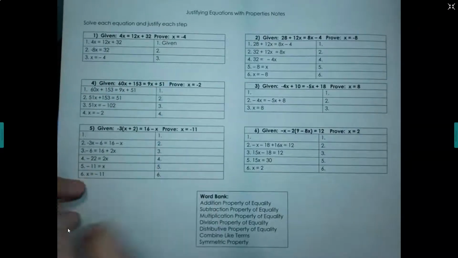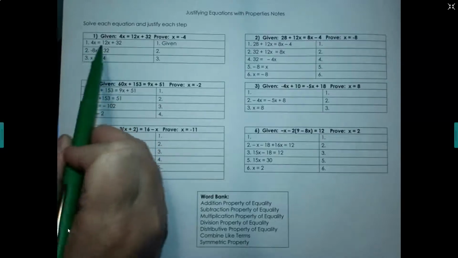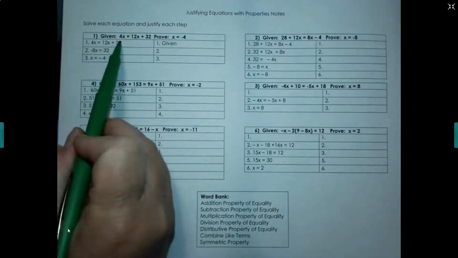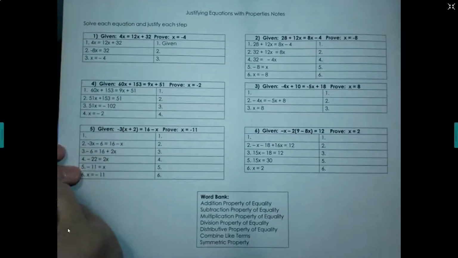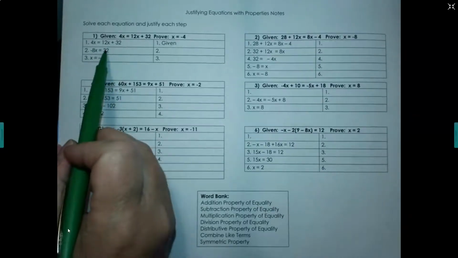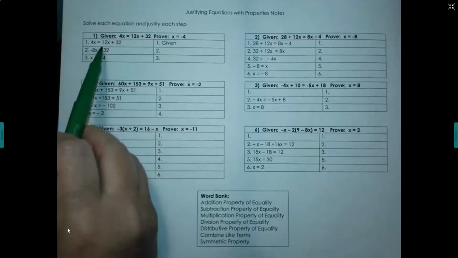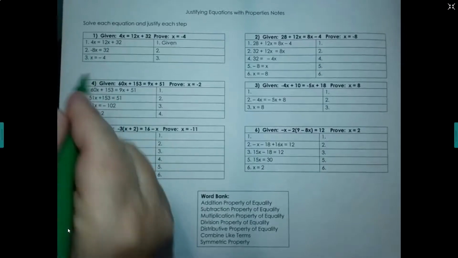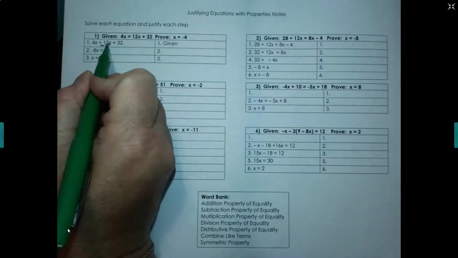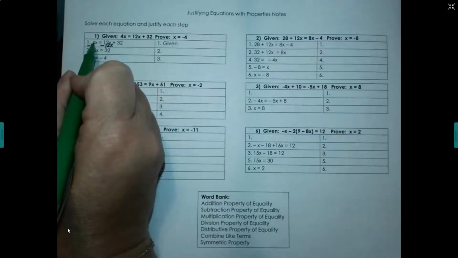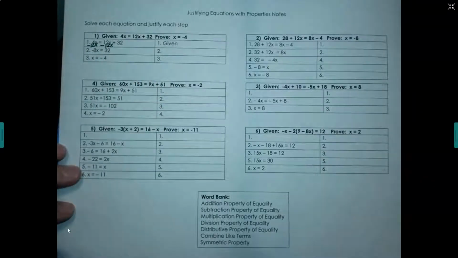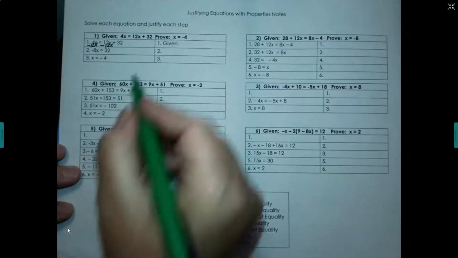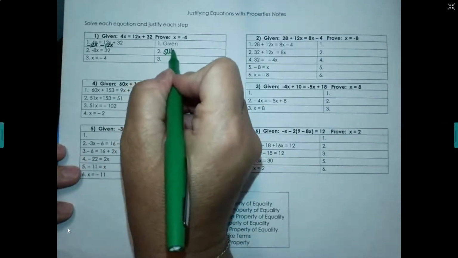And over here, we're going to write which property allowed us to do that piece of the information, that step, okay? So let's take a look. Really, you want to look from this line to this line. What could they possibly have done? It's a little bit like a puzzle. So the 32 is still there, but the 12x is gone. The 4x changed into a negative 8x. What they really did is they subtracted 12x from each side. What allows us to do that is the subtraction property.